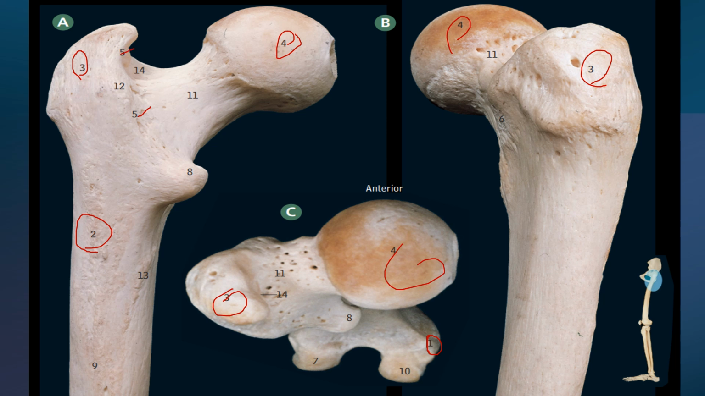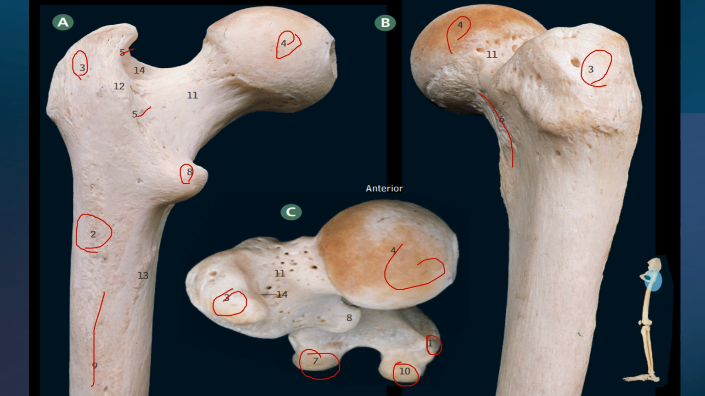The sixth one is the intertrochanteric line here. The seventh is the lower condyle at the lower end. Eighth one is the lesser trochanter. Ninth one is the linea aspera. 10th is the medial condyle of the lower end.